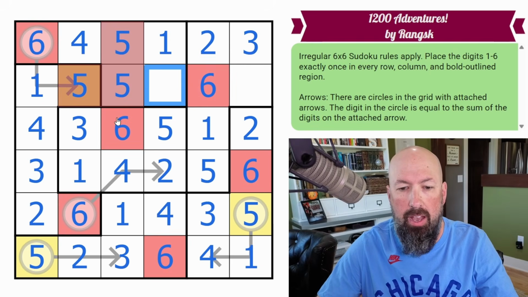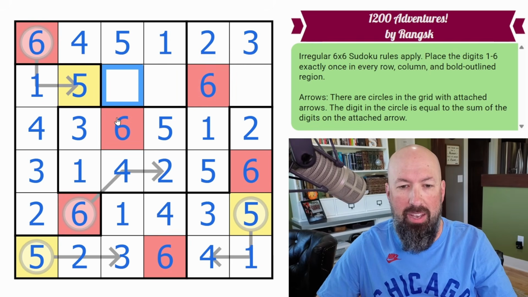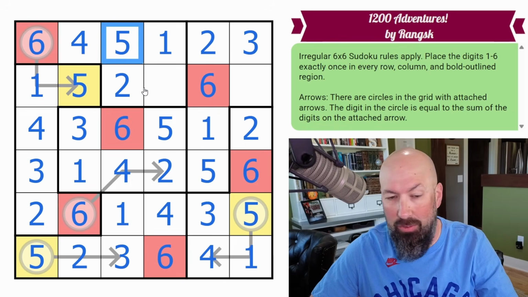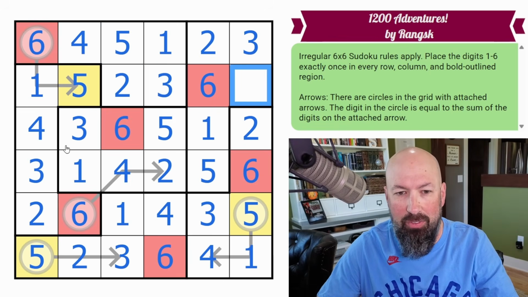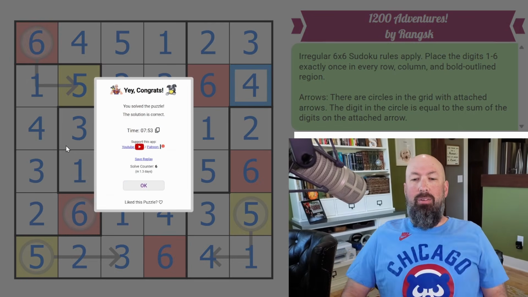And we've got 5. Oh, nope, not 5. We've got 2 for the column. There's a 5 right there. We've got a 3 for the column, and the final digit is a 4. There we go. Very nice.